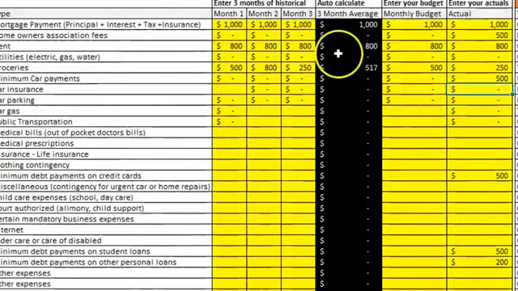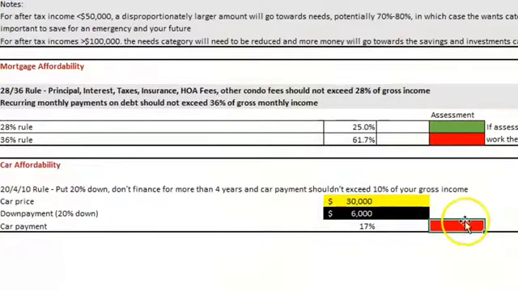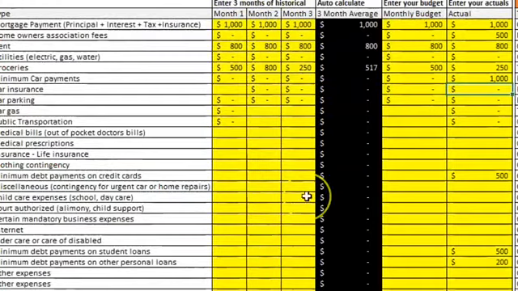Now, obviously, if this number is going to be any higher, then it does create a problem, right? So say if you're affording some kind of a luxury vehicle that's going to run you $1,000 a month, now you start hitting the red. You've gone too high from a car affordability perspective, and especially taken in conjunction with your overarching budget, that's where it will become a problem.